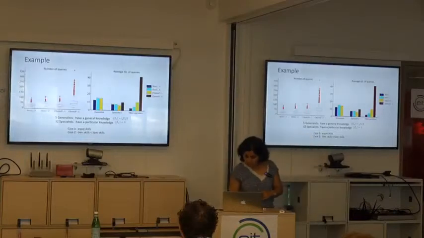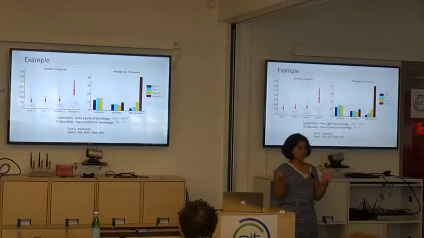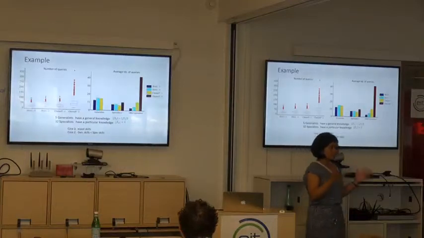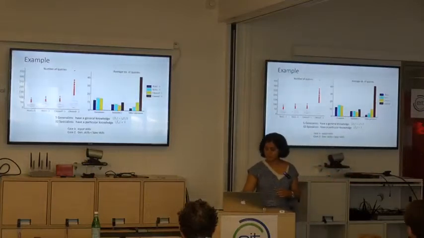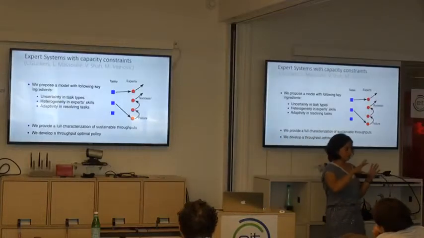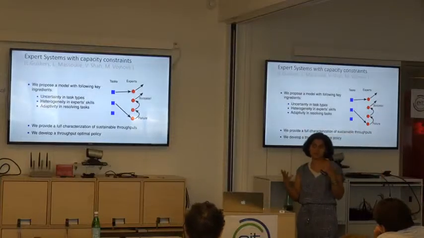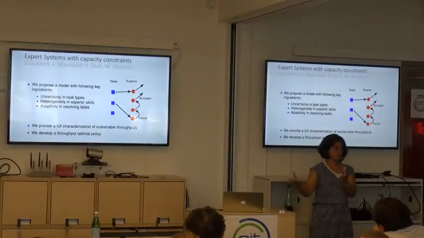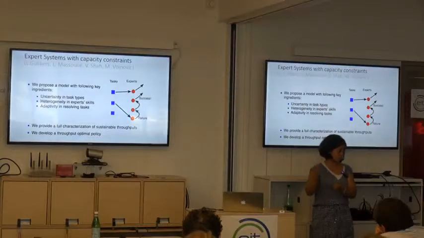Okay, so that's the first part of this work, where we looked at expert systems with limited information on the expertise. Now I'm going to switch to the second part, where we go back to the case where we have the entire distribution, but we have capacity constraints. So this is more like a queuing system, where you have a fixed number of experts and you have tasks that arrive in a stream. And the problem here is now how to assign the tasks to the experts that are not busy.